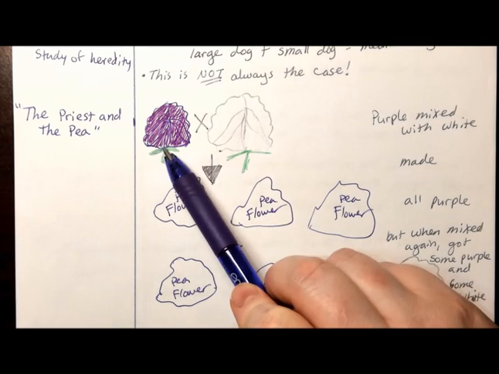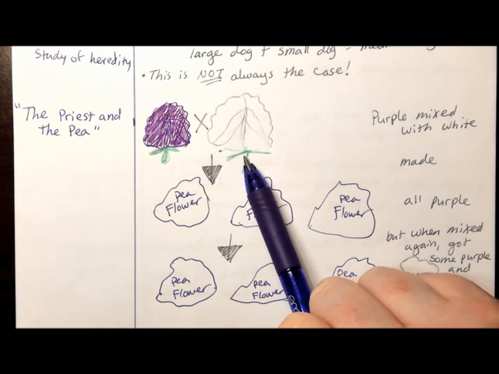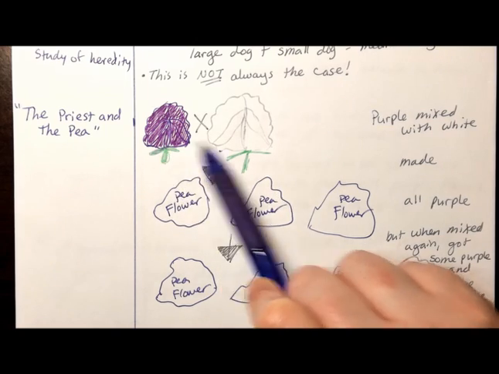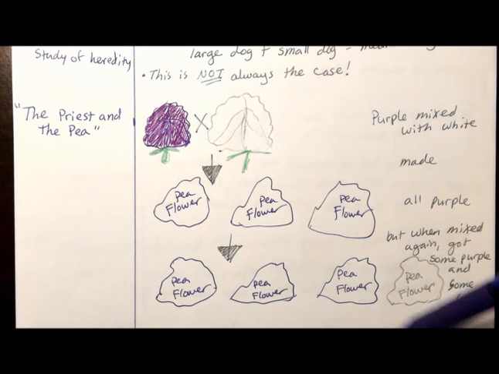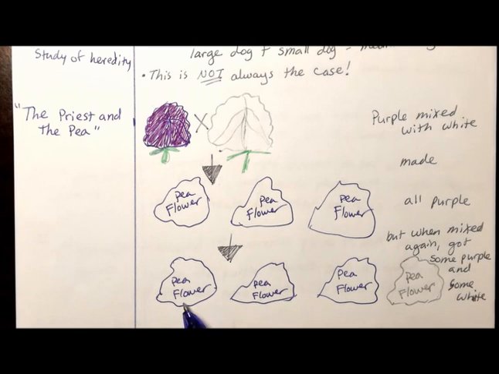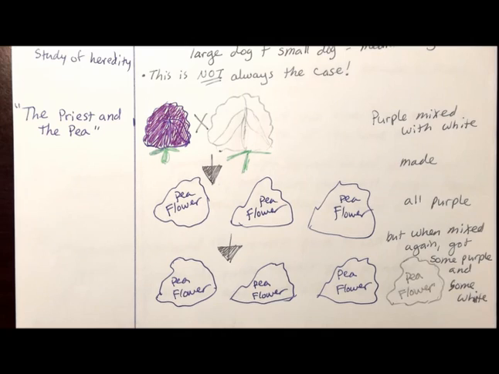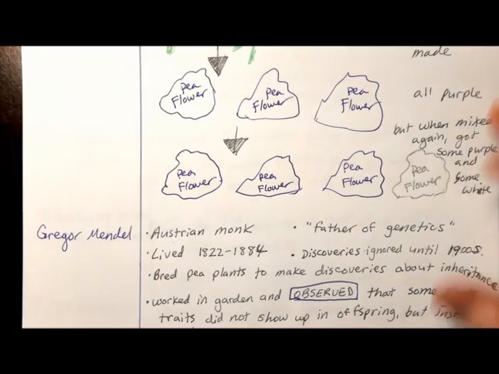It has a diagram that shows a purple flowered pea plant crossed with a white flower pea plant. So they cross-pollinated these two, and what they found was all of the plants that came out had purple flowers. But then they took these purple flower plants and cross-pollinated them, and they came up with a lot of purple flowers and some, or just one, with white flowers. That was something kind of weird, and this guy called Gregor Mendel thought he would look into it and figure out what was going on.